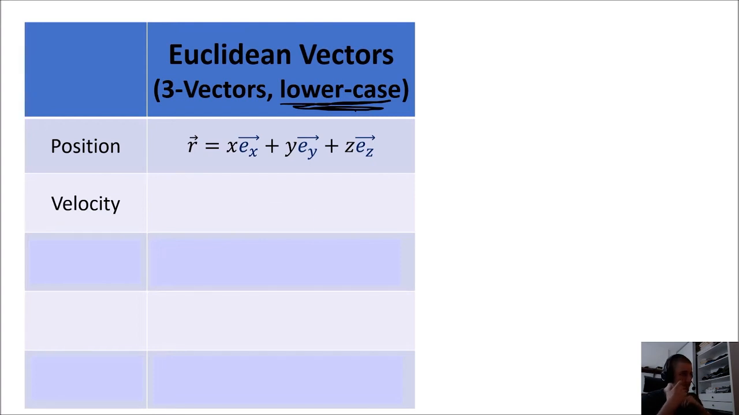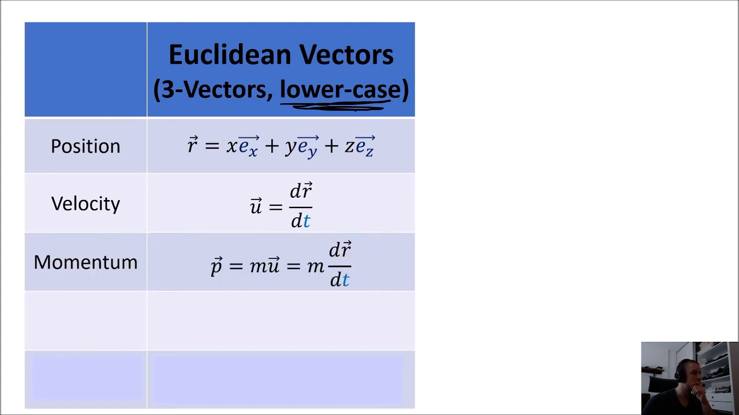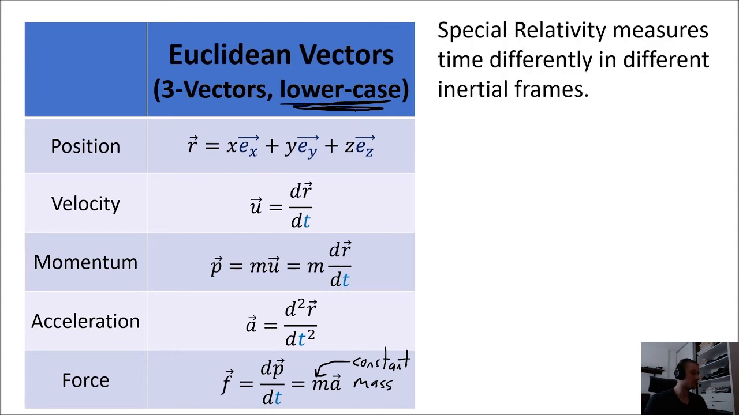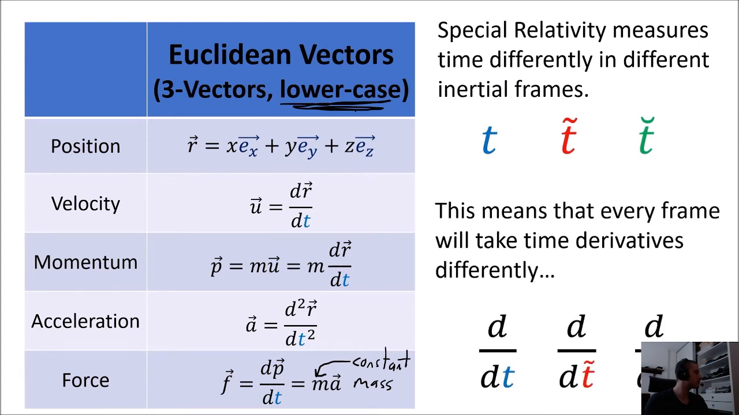and also velocity, small u, which is the derivative of position with respect to time, momentum, small p, which is mass times velocity, acceleration, small a, which is the second derivative of position with respect to time, and force, small f, which is the derivative of momentum with respect to time, which is also mass times acceleration if the mass is constant. In special relativity, most of these quantities aren't very useful because the time variable is measured differently in different reference frames. This means that every frame will take time derivatives with respect to a different time variable.